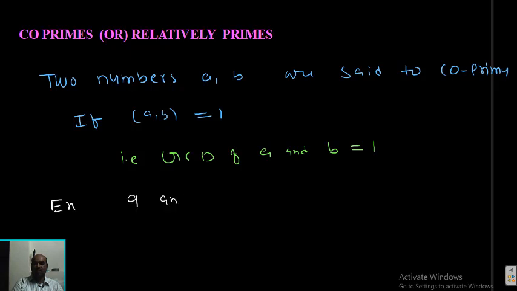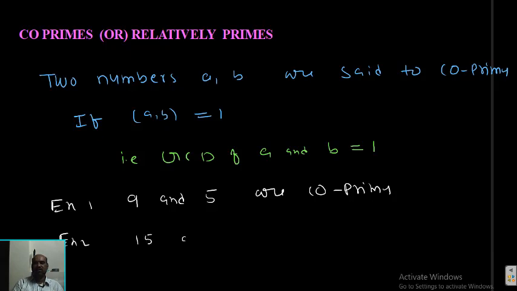Example: 9 and 5 are co-primes. See here, 9 and 5 are there. Their GCD is 1 only. You can find out. And here 9 is not a prime number. If A and B are co-prime, don't think that A and B are prime numbers. They may or may not be. Example 2. Several examples I can give. 10 and I can write another. I want to take two numbers, so those two are not prime numbers. I will show you.